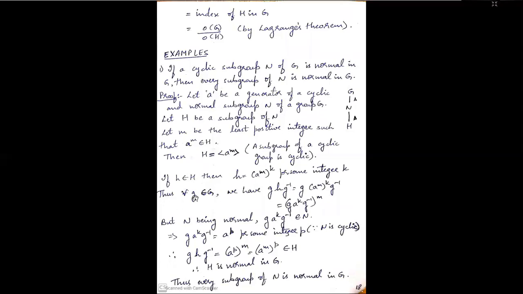Thus, for all g belonging to G, we have g h g inverse can be written as g A to the power M whole power K into g inverse, or I can write this as g A power K g inverse whole to the power M. The reason is g A g inverse whole to the power M is equal to g A to the power M g inverse. This we have already proved in the previous class.